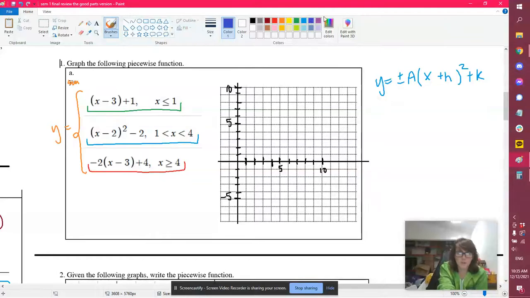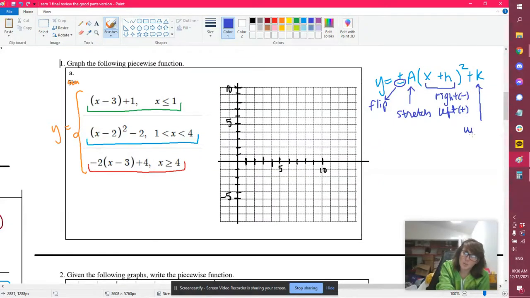for a quadratic looks like this, where if there's a negative, it means we flipped our thing. If there's an A term, it means we changed our stretch or our slope, right? If there's a number in between the squares with all the x's, that means we either moved to the right when it's negative or to the left when it's positive. And if there's a number on back, it means we moved up when it's positive and down when it's negative.